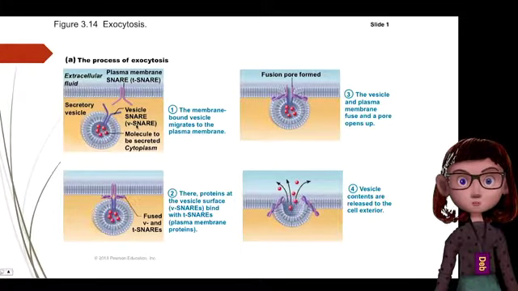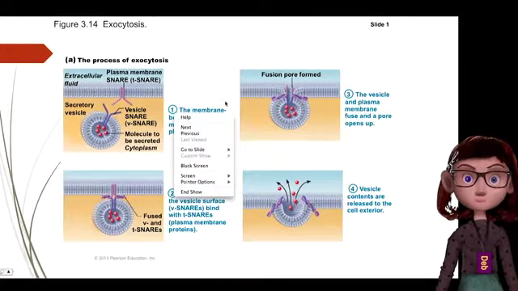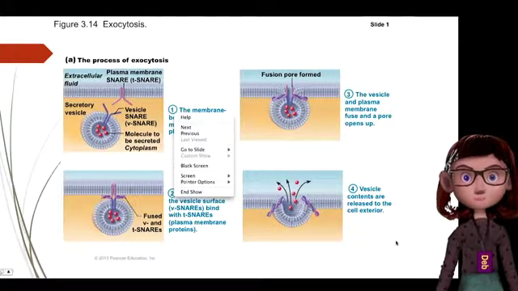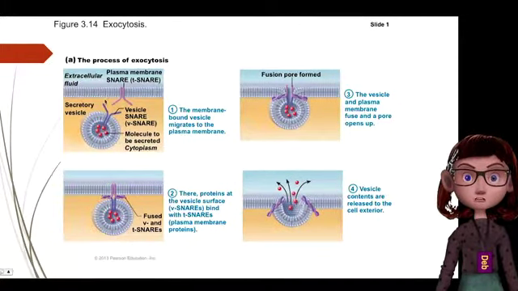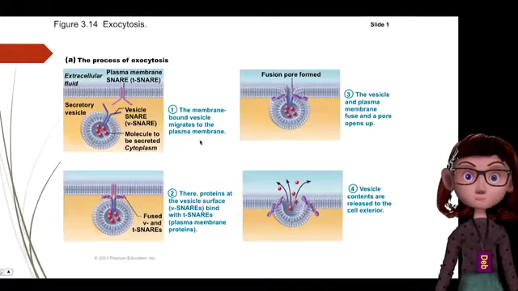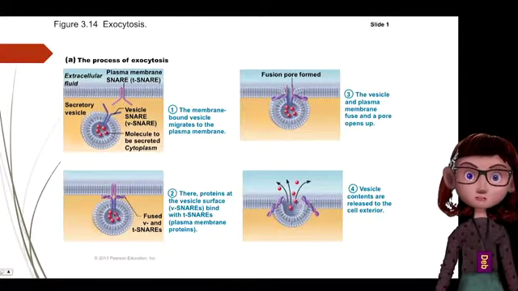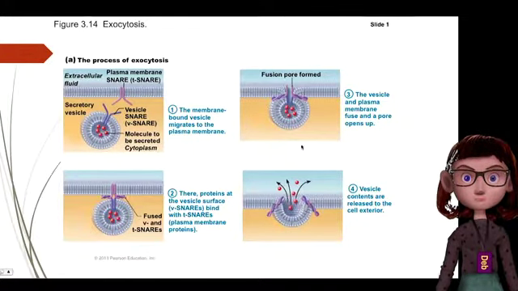Okay, so here, actually, let's go this way. Figure 3.14 is exocytosis step by step. The membrane-bound vesicle will migrate to the plasma membrane, where it will find one of these plasma membrane SNAREs, or T-SNAREs. Then the proteins on the vesicle will first bind to the T-SNAREs, and then the vesicle and the plasma membrane fuse, and a pore opens up, and then the vesicle contents are released to the cell exterior.